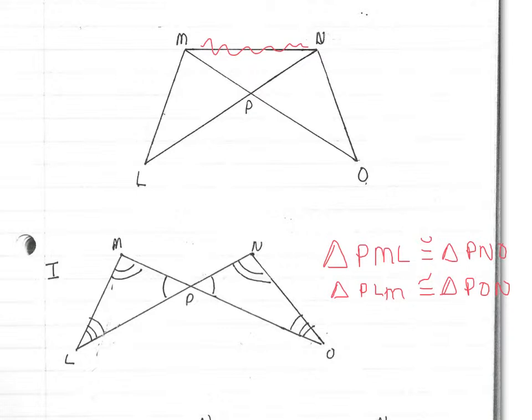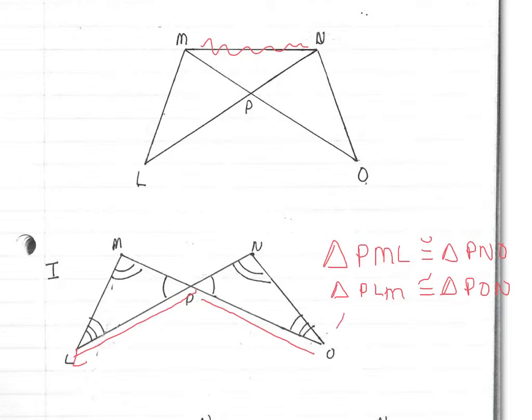Because we're going from P to L. Notice L has 3 marks, so I have to go from P to O, starting at the same angle, but going to the ones that are congruent.